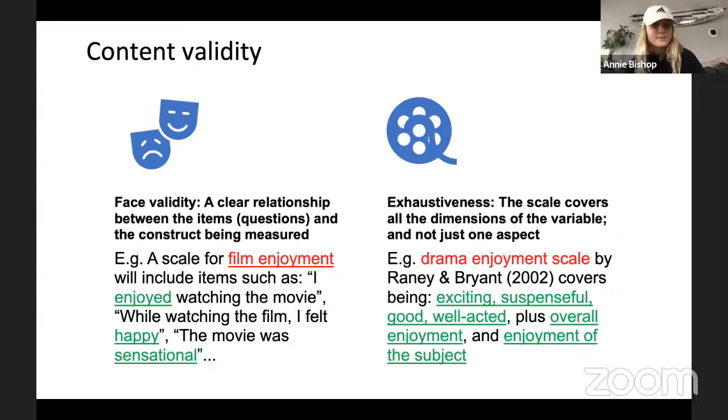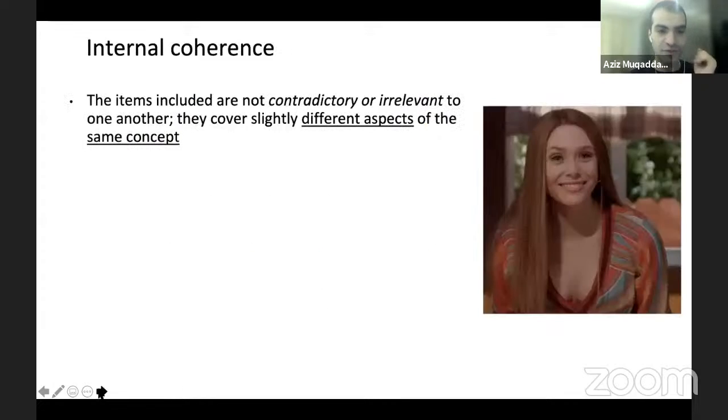Okay, so you see, you cover different dimensions, so it's not only about whether you enjoy it. It could be lacking in one thing. Sometimes you would enjoy poorly acted shows, right? So it is well acted, but all of these put together would create the drama enjoyment, like you enjoyed all aspects of it, right? That's what I mean by exhaustiveness. They cover different aspects of the same thing. Okay, thank you, Annie. So that's one thing.